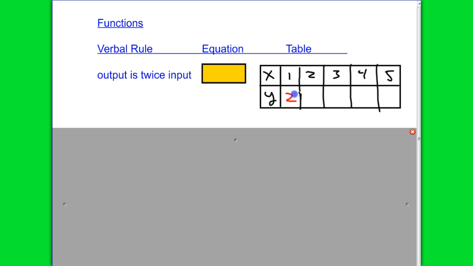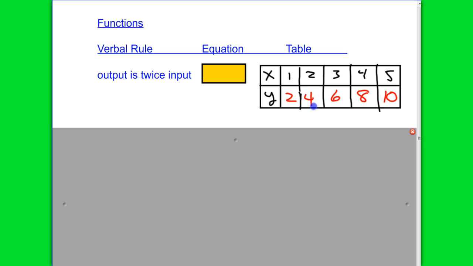If we input 2, what is twice this input of 2? 2 times that is 4. And so on. We're just simply multiplying the input by 2, aren't we? So 6, 8, and 10.